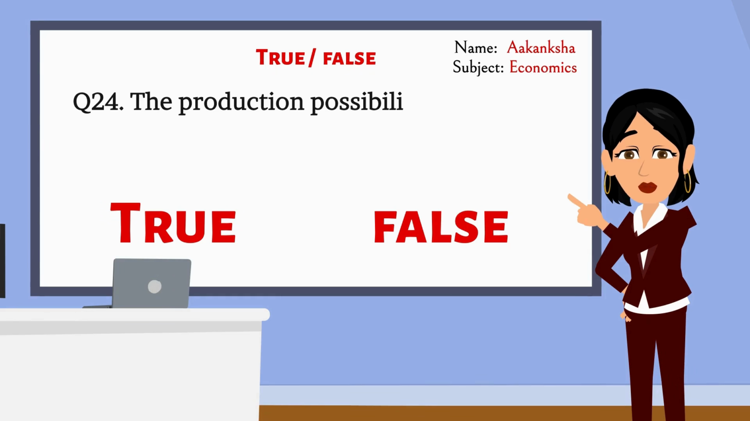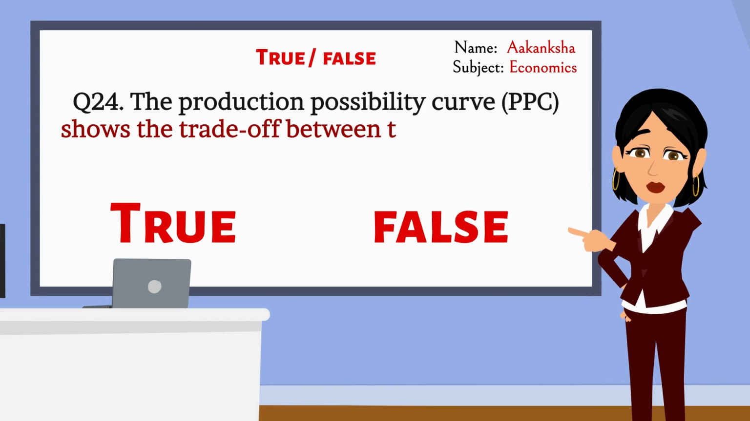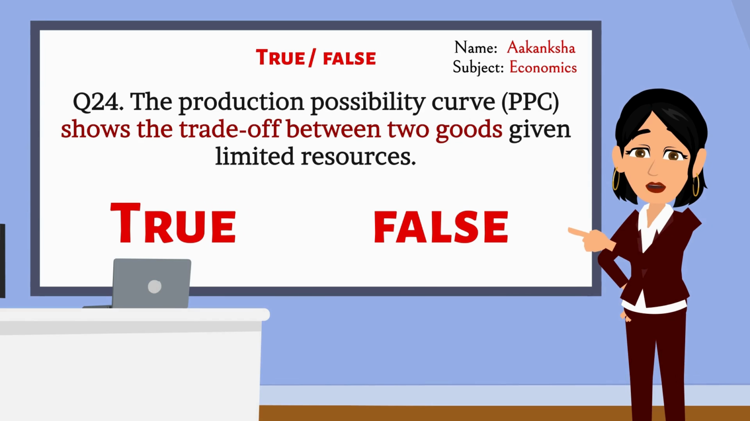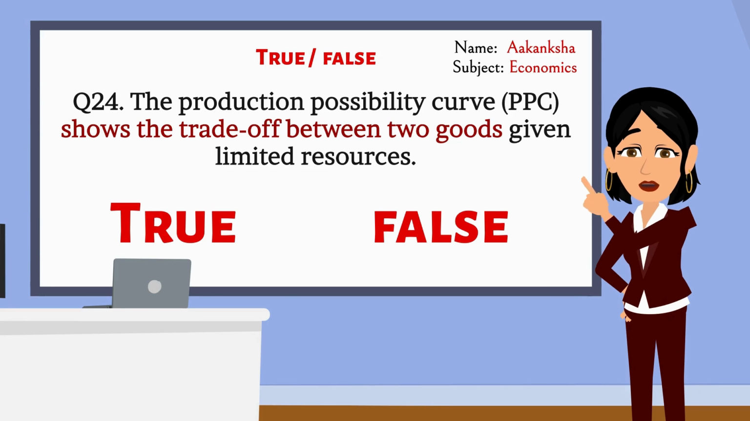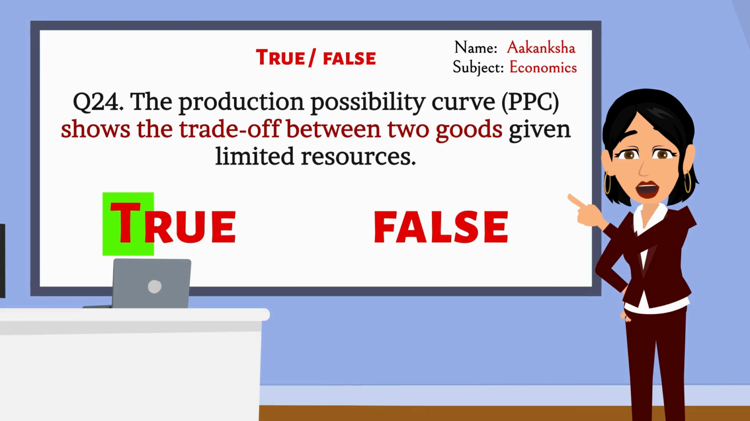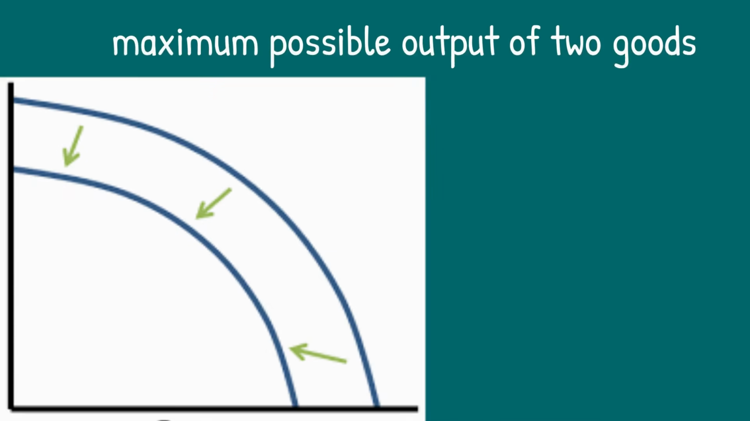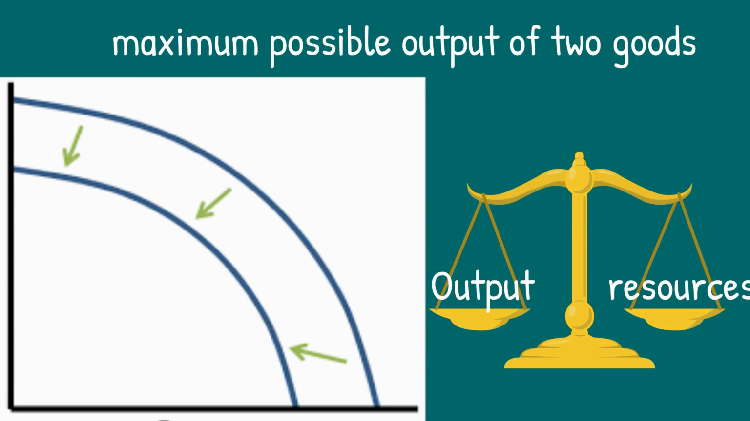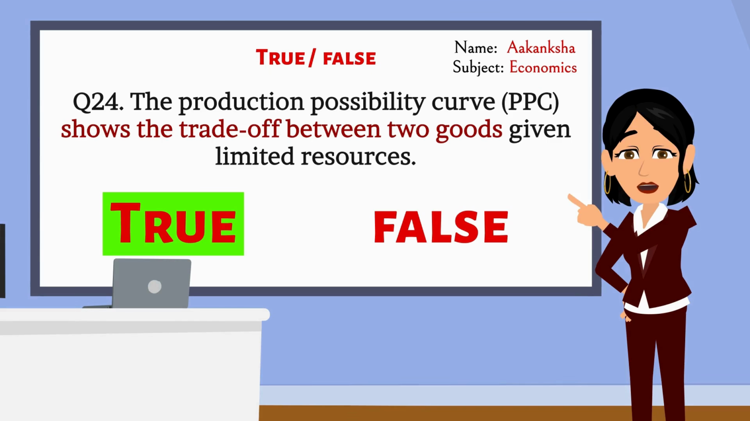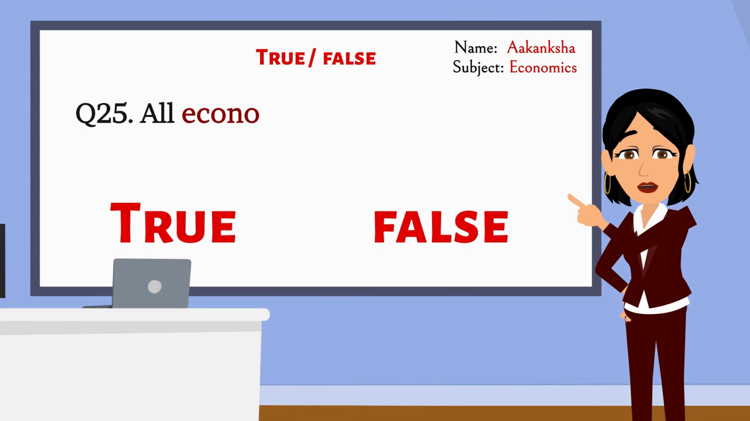Question 24. The production possibility curve, PPC, shows the trade-off between two goods given limited resources. True or false? It's a true statement, ma'am. Correct. Can you explain why? The PPC shows the maximum possible output of two goods that can be produced with the available resources, illustrating the trade-offs. Great explanation, Nishant. Nicely done.